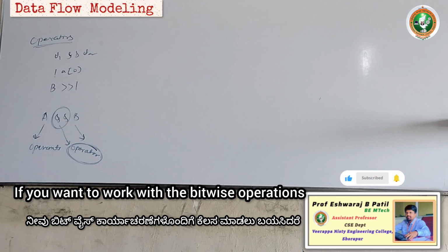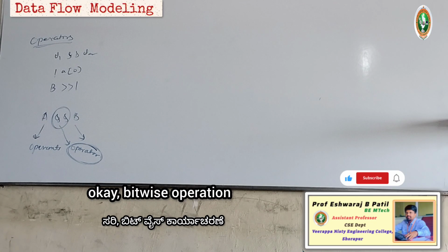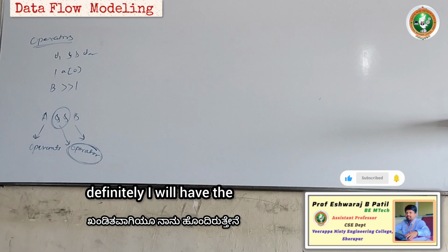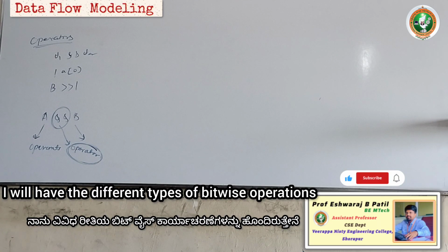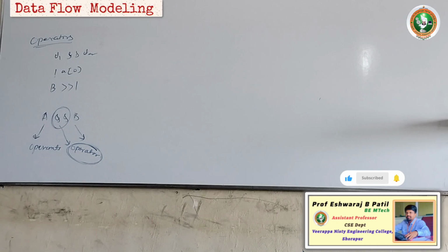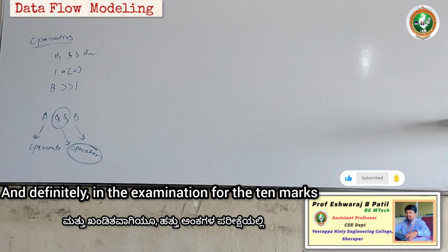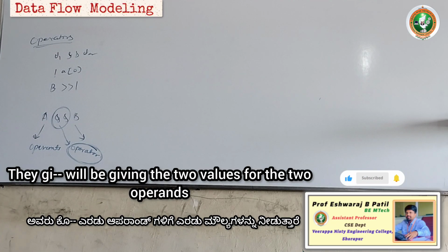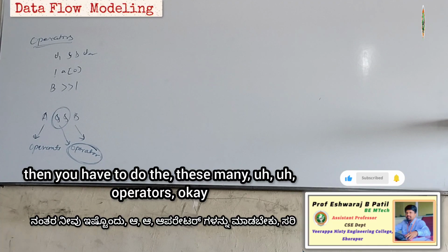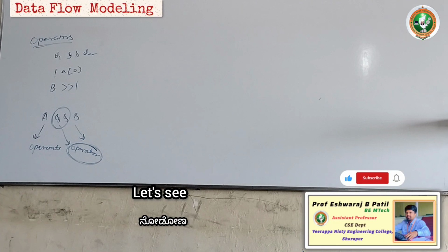If I want to work with bitwise operations, definitely I will have different types of bitwise operations. If you know these operations, then definitely you can write the program very easily. And definitely in the examination, for 10 marks they will be asking, right? They will give two values for the two operands, then you have to do these many operators. Okay, let's see that one.